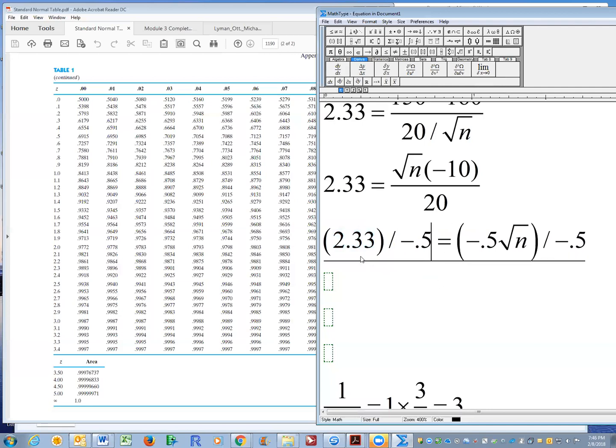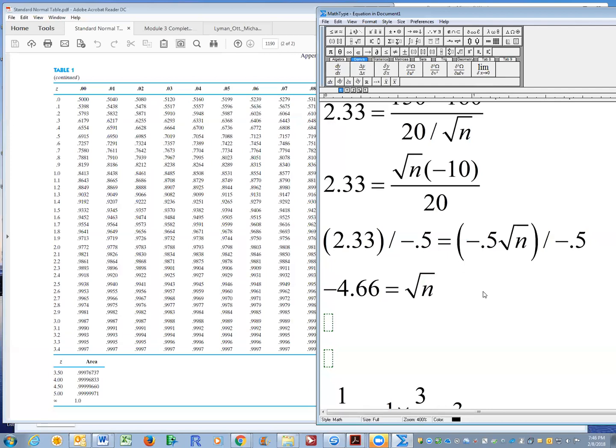So in your calculator, what is 2.33 divided by negative 0.5? Negative 4.66. Negative 4.66, okay. And that now equals the right-hand side. I've got negative 0.5, and I divided by that same thing, so that canceled out, right? Yes. So all I have over here is the square root of n.